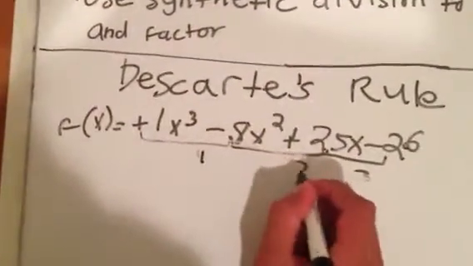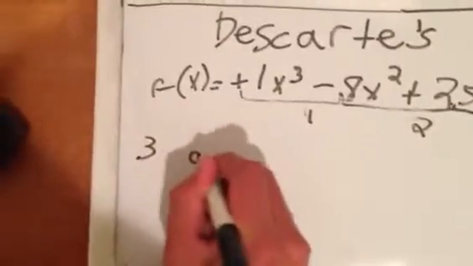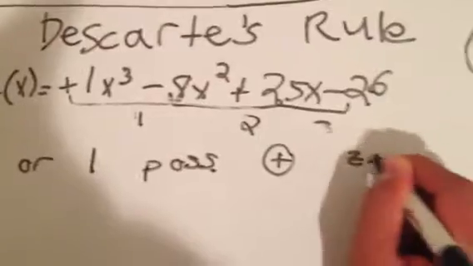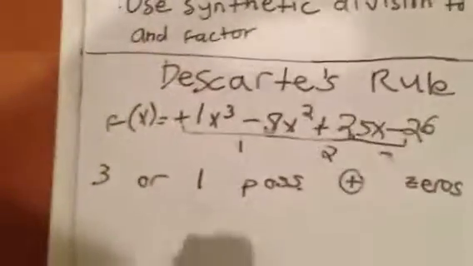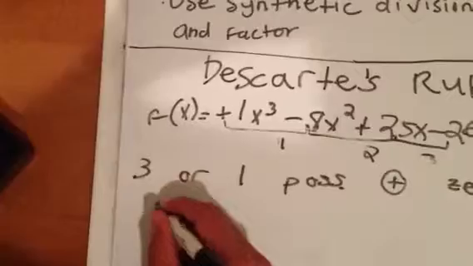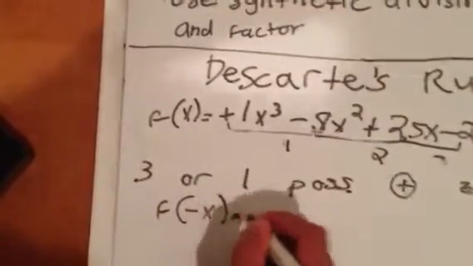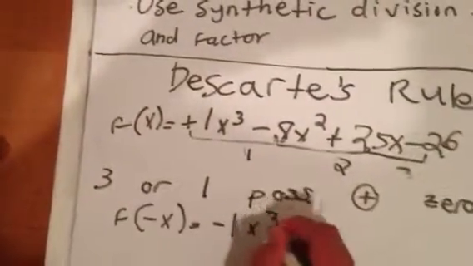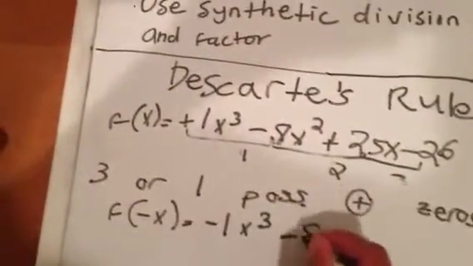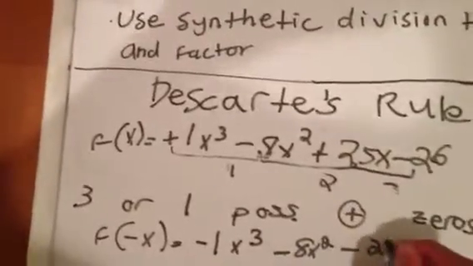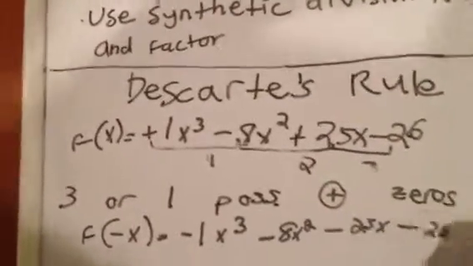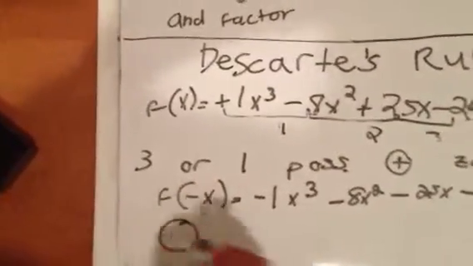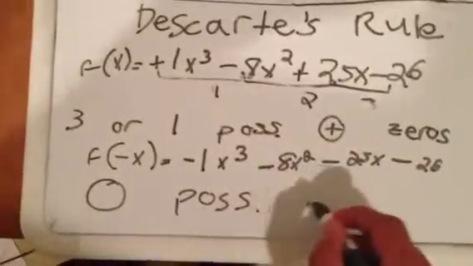Like I said, there are 3 or 1 possible positive zeros. Now to find the possible number of negative zeros, Descartes said to find the number of sign variations for f of negative x. So we're going to sub in negative x. What do we get? We get negative x cubed. Again, write the coefficients because that's going to help. Minus 8x squared minus 25x minus 26. Look at this. No sign variations whatsoever, which means there are 0 possible negative zeros.